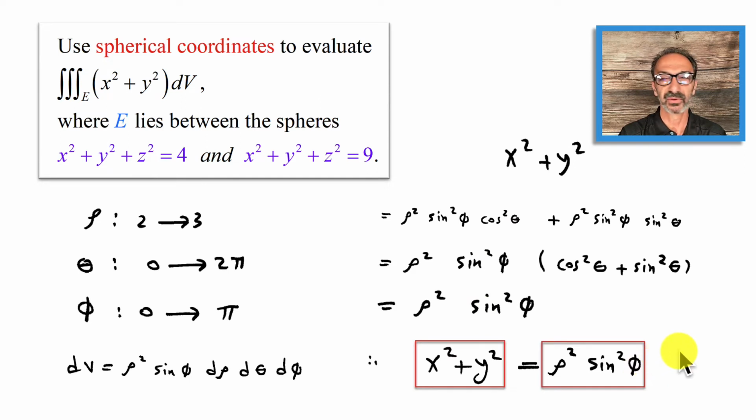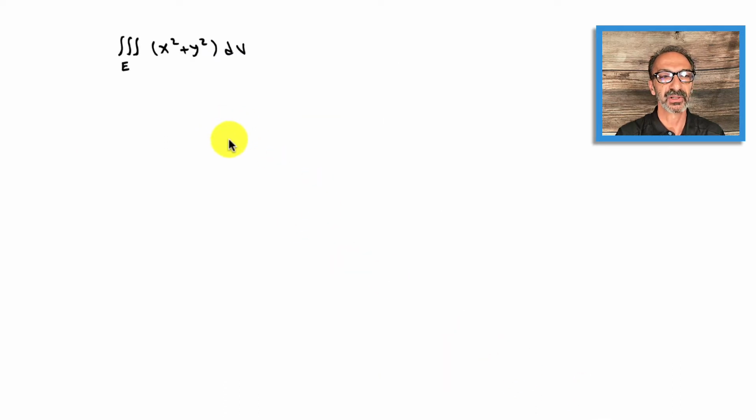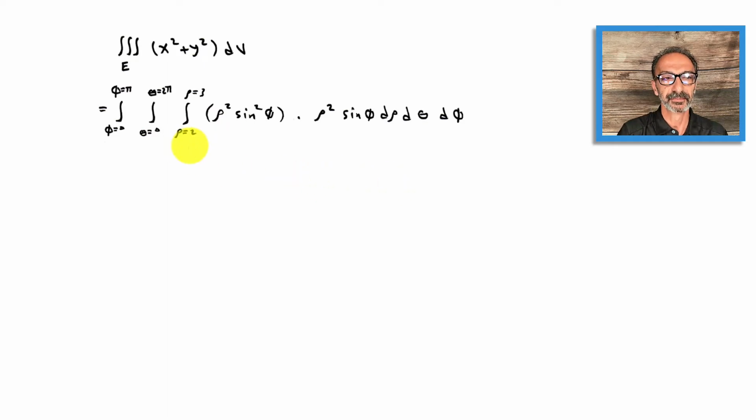And let's go back to the triple integration now. We have the bounds, the limits. We have the inside part also. And now the triple integration. Here's the bounds. And here's x squared plus y squared. And here's dv.